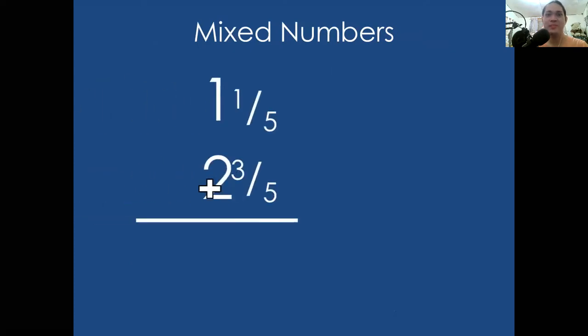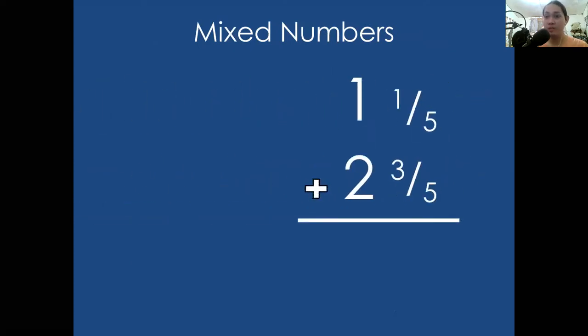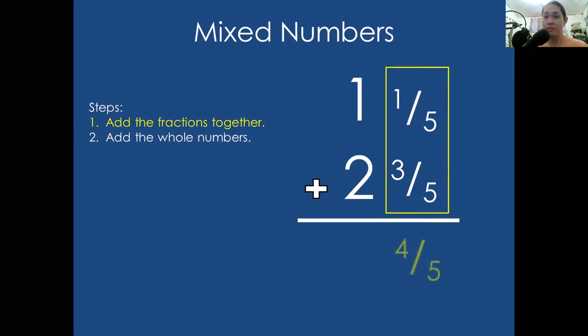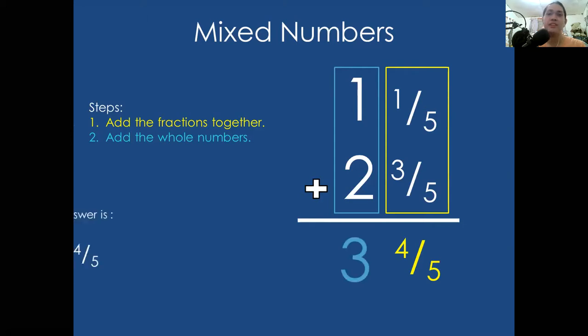So for mixed numbers, we have 1 and 1/5 plus 2 and 3/5. Let's apply the steps that I mentioned a while ago. Step number 1, add the fractions together. 1/5 plus 3/5 gives you 4/5. Then add the whole numbers. 1 plus 2 is equal to 3. So our answer is 3 and 4/5. And yes, that's our answer.